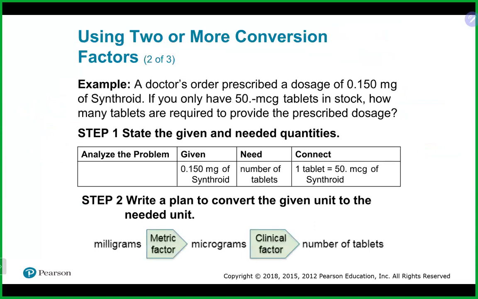So again, as we talked about, there are sometimes multiple steps along the way. So if we take a look at this one here, a doctor ordered a dose of 0.15 milligrams.